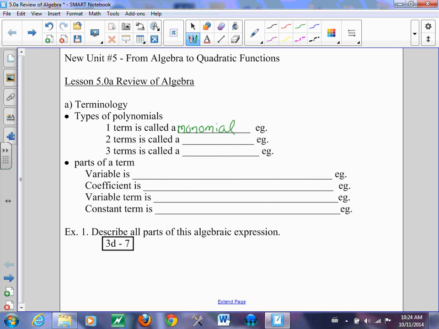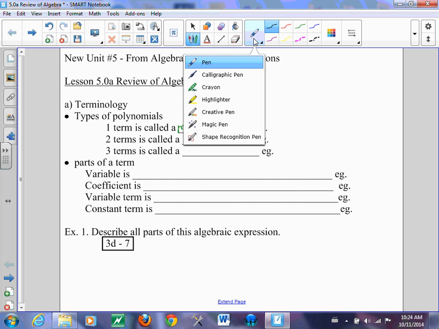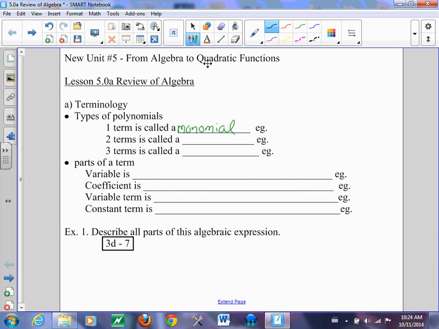I have a different pen up here. That's interesting. Let's see if I can fix my pen. I'm not sure. Okay, looks like it's fine now.